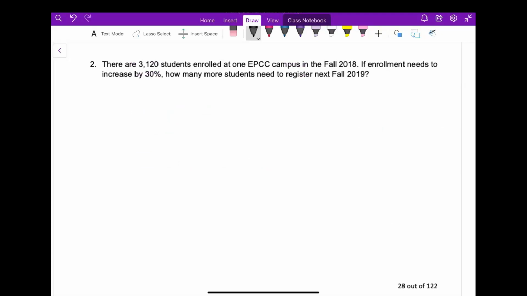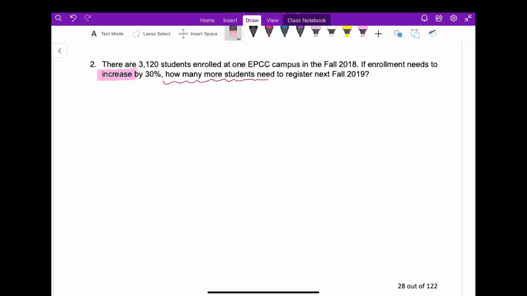Question number 2. There are 3,120 students enrolled at one EPCC campus in the fall 2018. If enrollment needs to increase by 30%, how many more students need to register next fall, 2019? In this case, they're asking us to increase, and they're asking us how many students are needed for that increase.